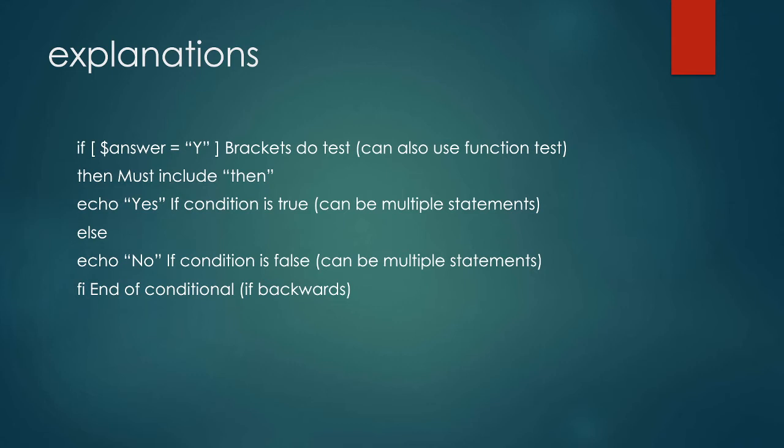The fi is how we are able to tell that the condition has come to an end. In a lot of languages, you'll see that in brackets or braces or something, but in bash scripting, we actually just use fi at the end.